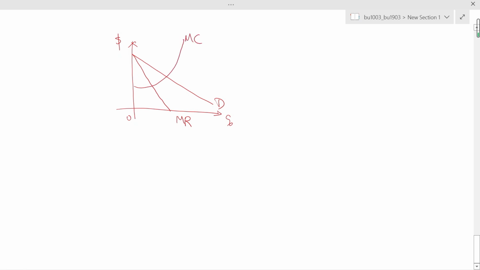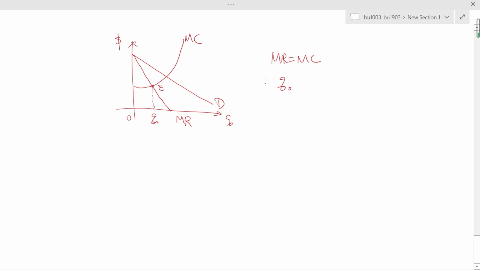Okay, so the monopoly will follow MR equal to MC, which is point E here, the intersection point of MR equal to MC. So the firm produces at point E, which means a quantity of, let's say, Q0. So it produces Q0 units of output.